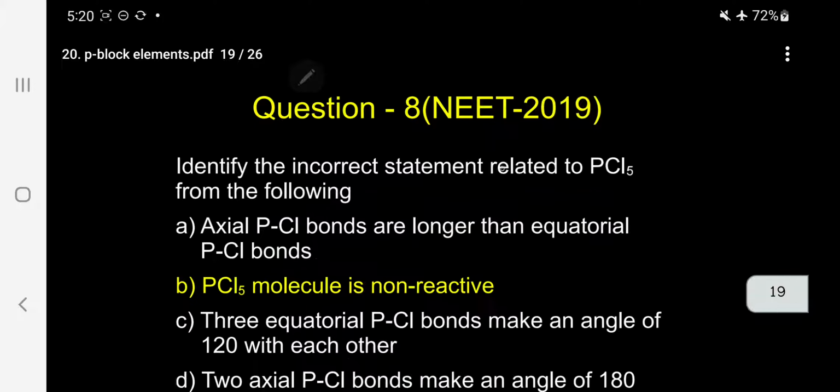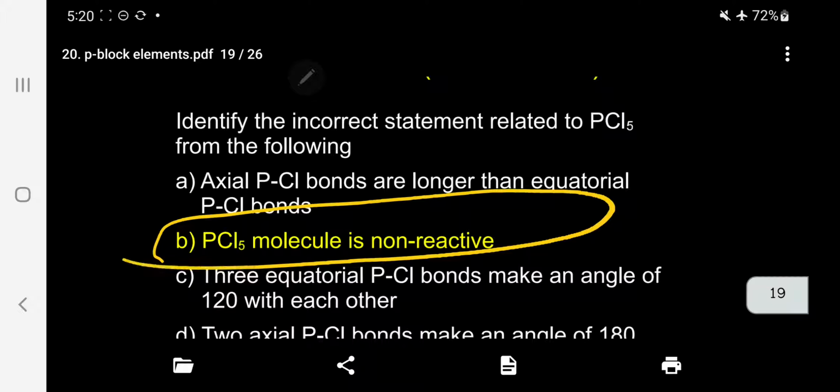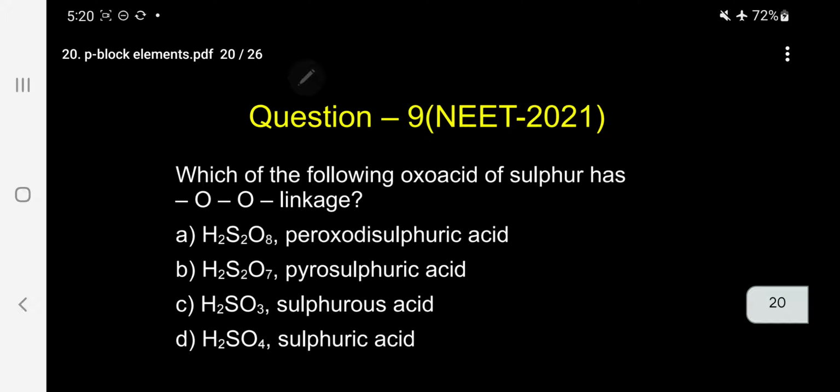Kindly follow. So the correct answer is B. That is, the statement that PCl5 molecule is non-reactive is incorrect, because we know the PCl5 molecule is reactive. Okay. Next question, question number 9.